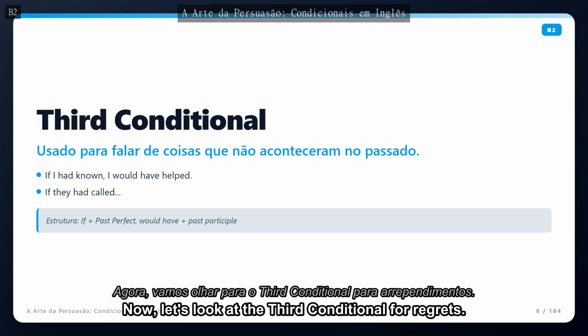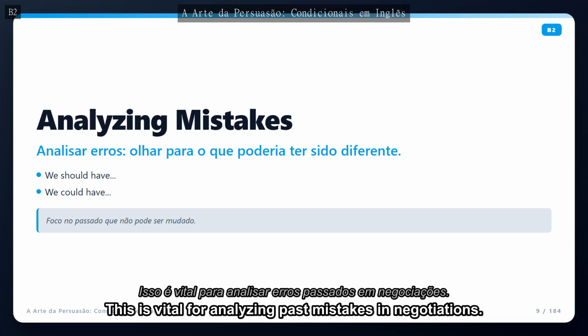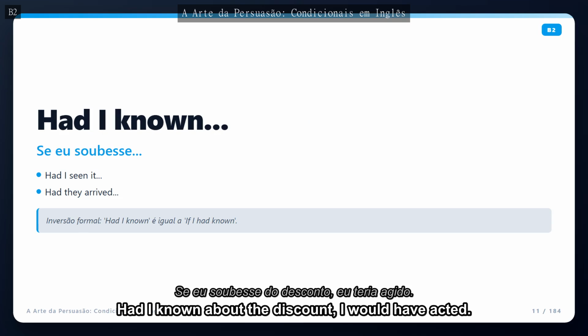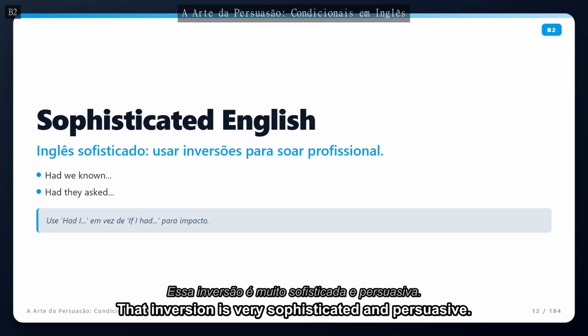Now, let's look at the third conditional for regrets. This is vital for analyzing past mistakes in negotiations. If we had negotiated earlier, we would have saved money. Had I known about the discount, I would have acted. That inversion is very sophisticated and persuasive.